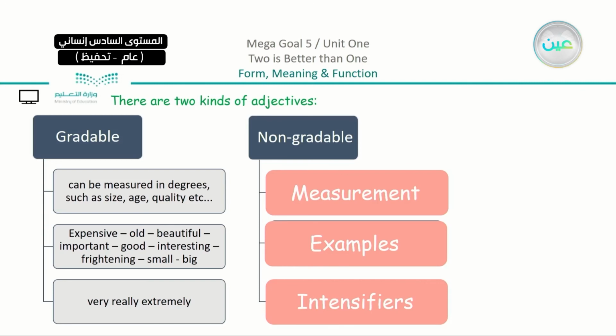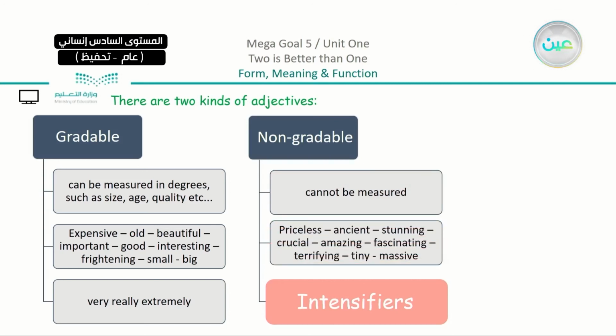The other part, however, is the non-gradable. And from the word non-gradable, it shows that we cannot measure the adjective. It cannot be measured. These examples are priceless, ancient, stunning, crucial, amazing, fascinating, terrifying, tiny, and massive. And here we also have different intensifiers. If you concentrate on your book, you're going to find that the non-gradable adjectives are the stronger version of the first kind.